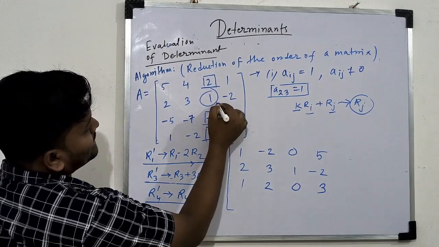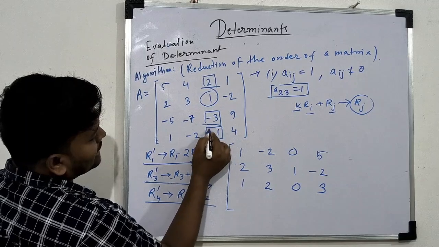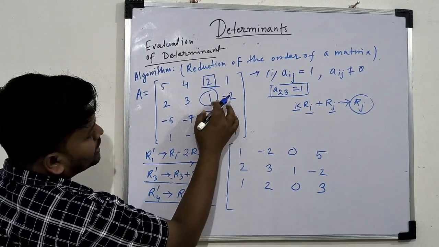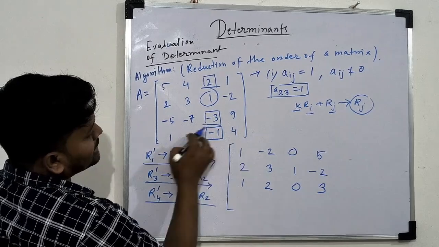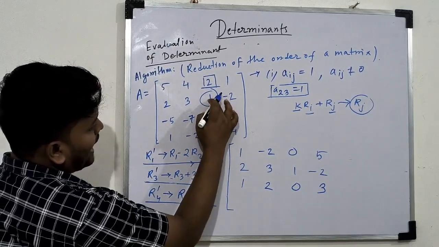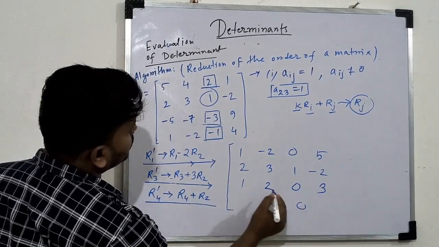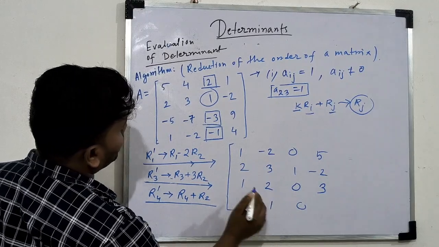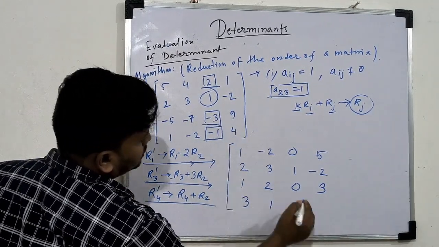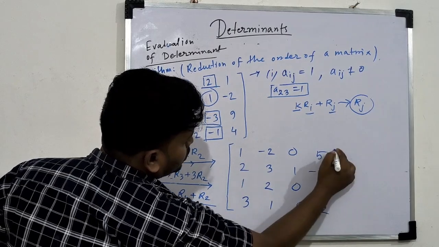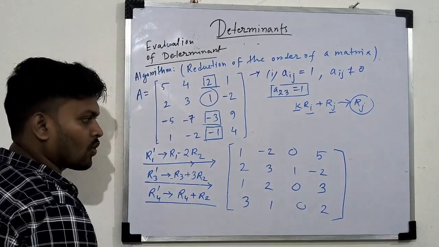So in this regard we are changing this element to 0 with respect to this. So we apply row operations between these rows and this row. So if we add this and this, it becomes 0. If we add this and this, it is 1. If we add this and this, it is 3, and if we add this and this we get 2. So this is a matrix 4 cross 4.